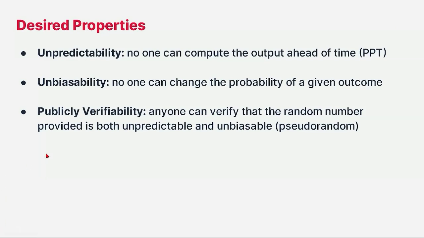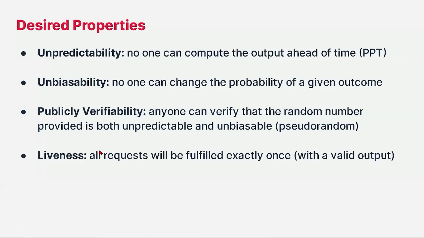So anyone should be able to verify the random number provided is pseudo-random. The next property is liveness, which we have a slightly modified definition. For DVRF, for example, we'll say that liveness is that you'll always get a response if at least some threshold of nodes is honest. We're talking about it at a higher level here. What we want is that all requests are fulfilled exactly once with a valid random output.